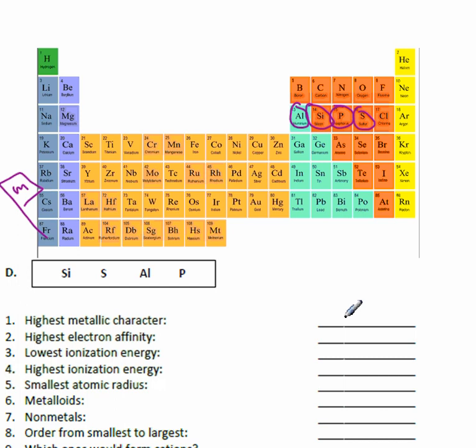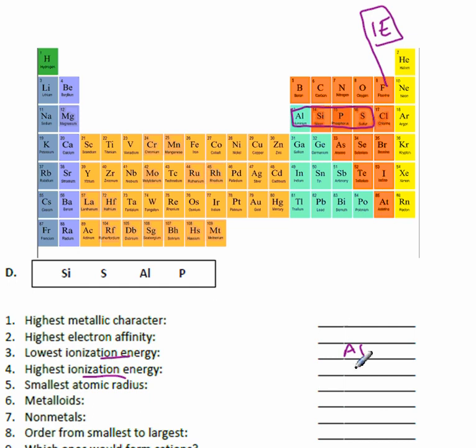Highest electron affinity. Well, the flag for electron affinity is right there, EA. So who's closest to the flag is going to be sulfur. Lowest ionization energy. Well, remember ionization energy? The flag for ionization energy is going to be right here. And I'm looking at lowest. So when I look at these 4, who's the farthest from the flag? That would be aluminum. Highest ionization energy is going to be sulfur because it is closest to the flag.